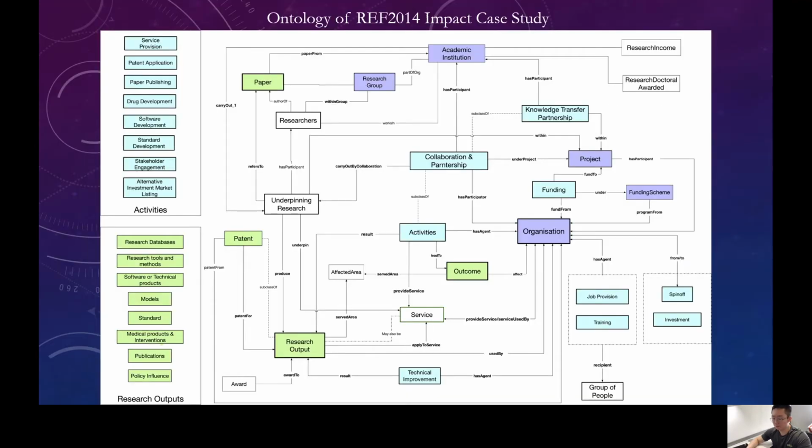So let's have a look at the visualization of the ontology. There are some of the key elements in our ontology, such as organizations, activities, and research output. Both the activities and research output classes have a long list of subclasses. We can only show parts of them on the left.